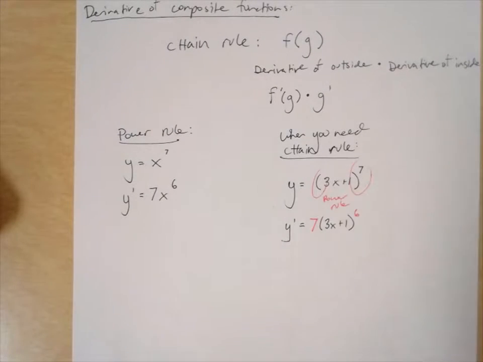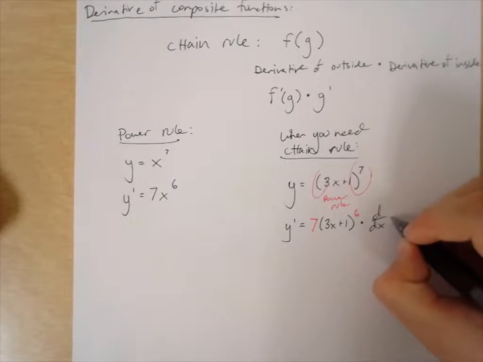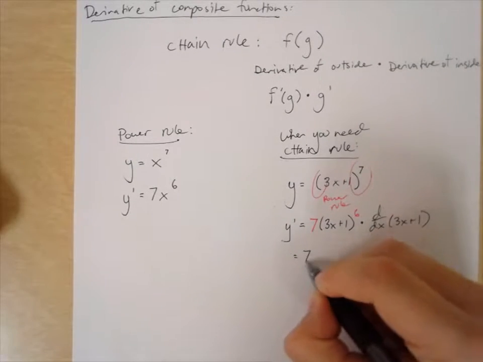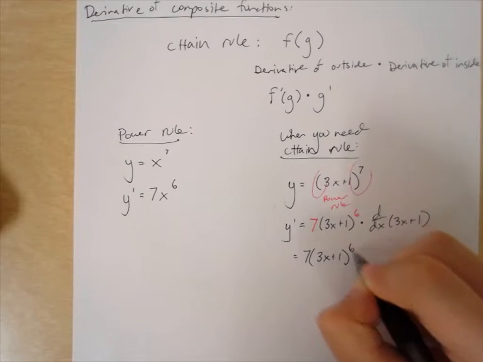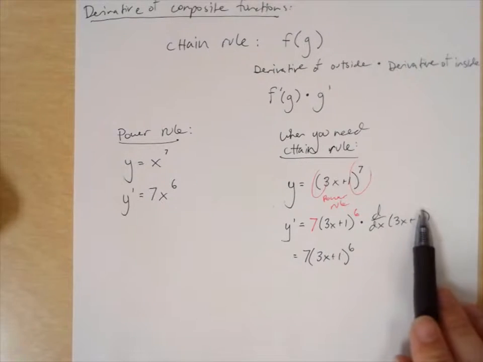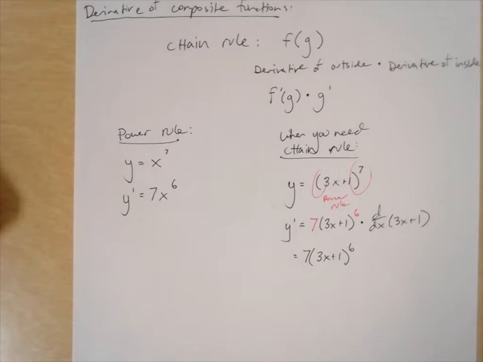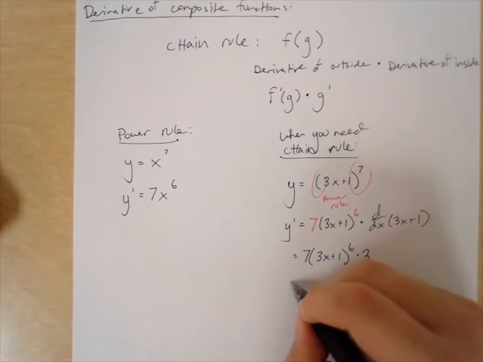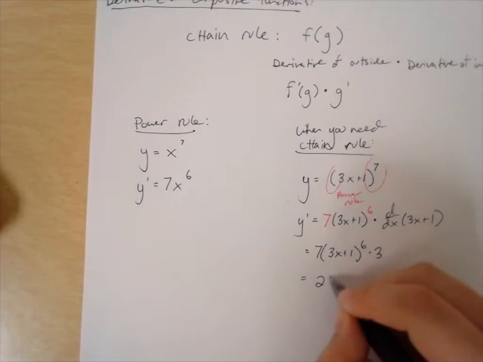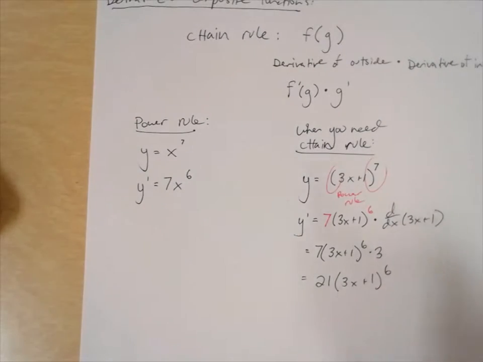Now let's deal with the inside, the 3x plus 1. We say d/dx of 3x plus 1. We still have to take that derivative. So we still have 7 outside, (3x plus 1) to the 6th. That didn't go anywhere. Now if we take the derivative of 3x plus 1, the 1 would become 0. And then we would get 3 times the derivative of x, 3 times 1, which is just 3. Now we can see that we have a 7 and a 3 to multiply together, so we get 21 outside (3x plus 1) to the 6th. And that is the chain rule.